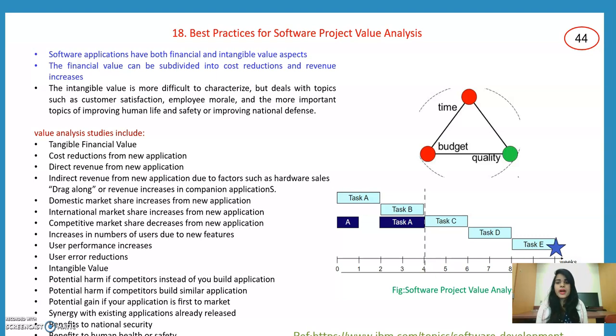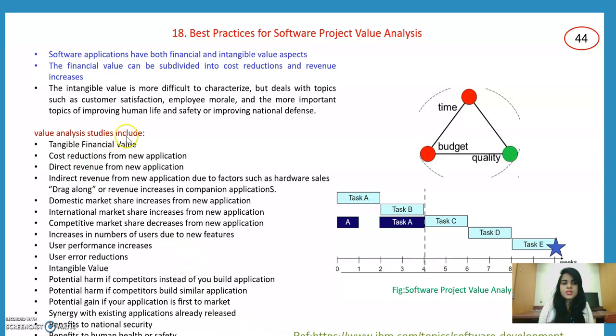In a project, we need to value the time, budget, and quality. We have different tasks. We need to see what the time for this is, the budget for this, and the quality for this, and within the specified time we need to complete our task and present it to our higher officials. So software applications have both financial and intangible value aspects. The financial value can be subdivided into cost reductions and revenue increase.